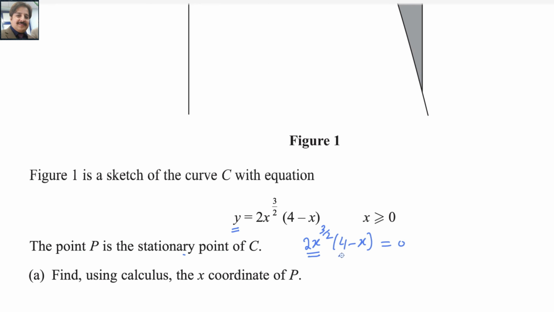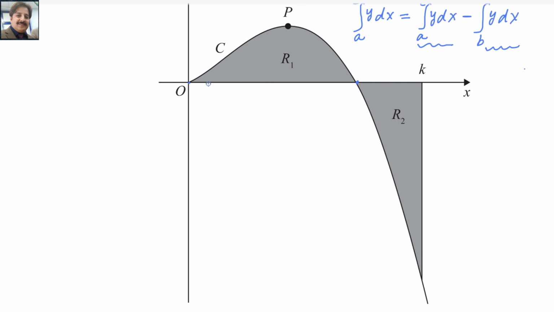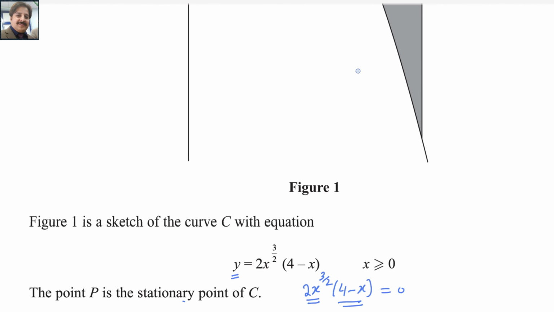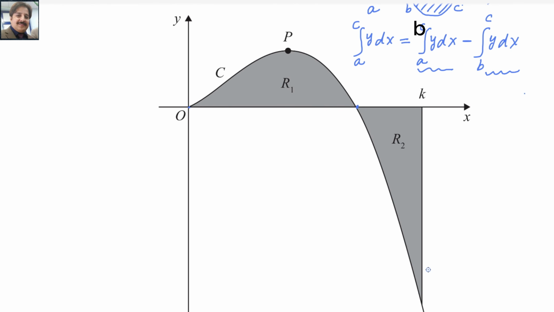There are two factors now. The first factor will give you 0, but we want the other factor actually. This value is already given. We know this is 0 and we want to find this value. So that value can be found from here: 4 minus x equals 0, and x will be equal to 4. Therefore, this value is 4.